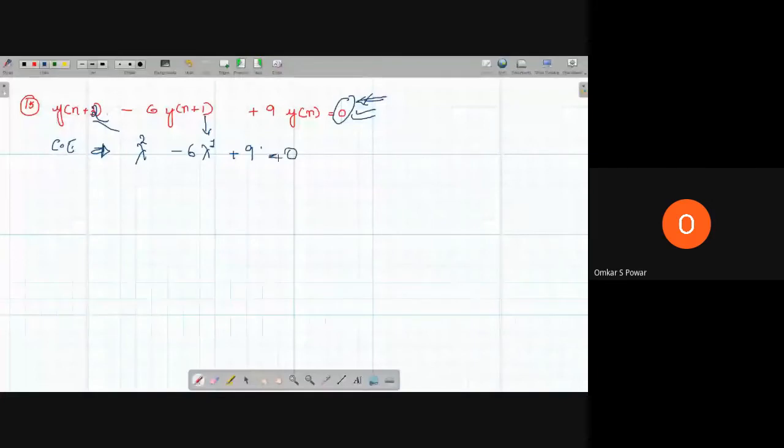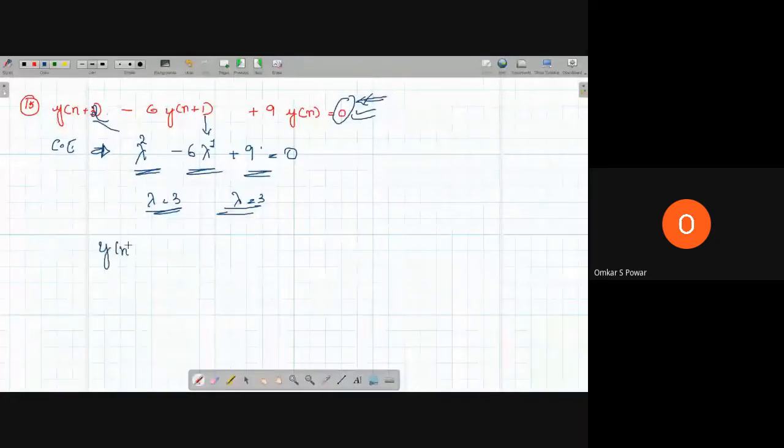Then use the calculator to find the roots of this. You will end up with the roots as 3 and 3. When this is the condition, the natural response for discrete time is C1 plus C2 n, times lambda to the power of n.